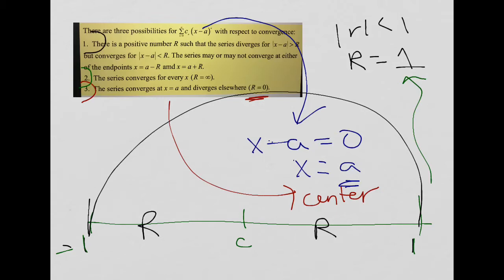So this is basically trying to describe the endpoints. The endpoints, instead of using -1 and 1, may be different. And so we're going to label it as a minus r over here and a plus r over there. And by the way, this is the center. We said the center was A before, so I should correct that. So now you kind of see the endpoints.